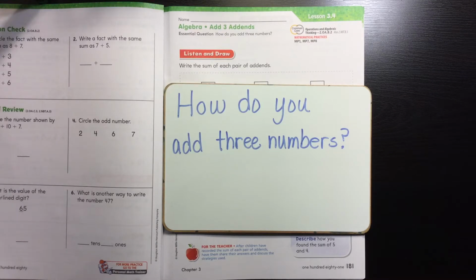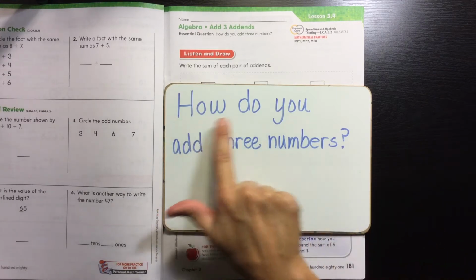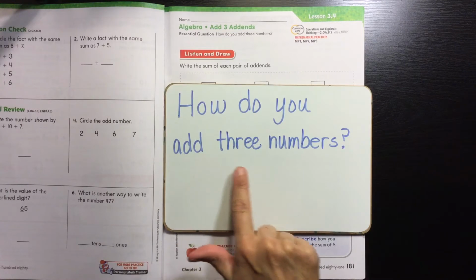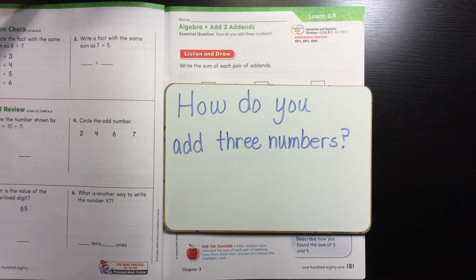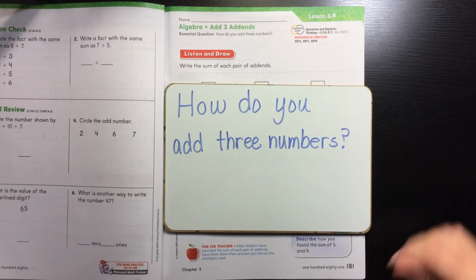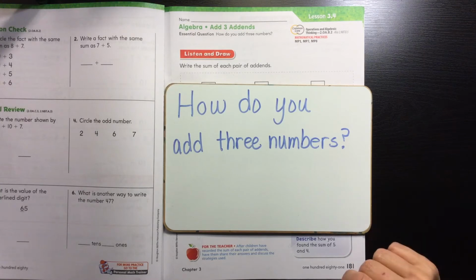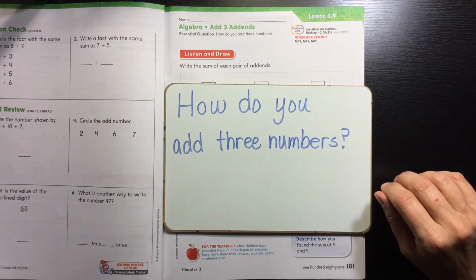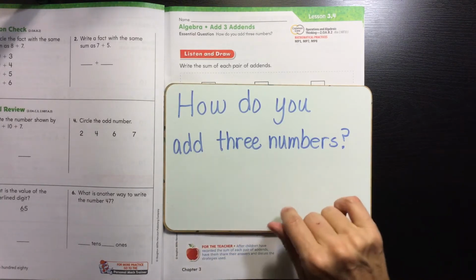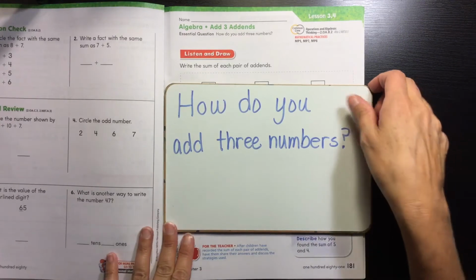In this lesson, lesson 3.4, our essential question is, repeat after me, how do you add three numbers? So we have been working on strategies for adding numbers together, and today we're going to do a lesson on adding three addends, three numbers together.